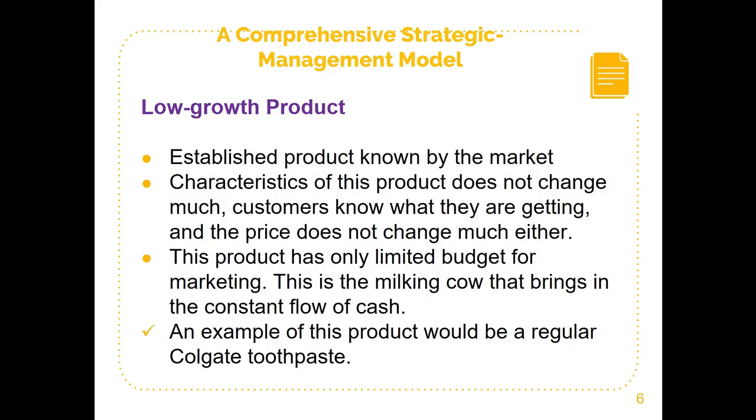On the other hand, when we speak of a low growth product, it is an established product known by the market. The characteristics of these products do not change much. Customers know what they are getting, and the price does not change much either. So this product has only a limited budget for marketing. This is the milking cow that brings in a constant flow of cash. An example of this product would be a regular Colgate toothpaste. It's already known in the market.